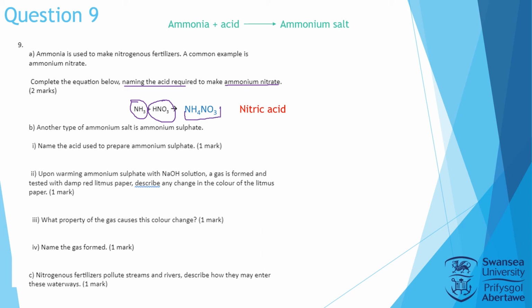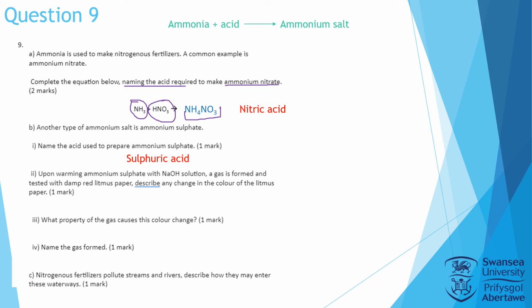So another type of ammonium salt is ammonium sulfate. And what acid is used to prepare this? Well, if this has got nitrogen in it and it's nitric acid, this has got sulfur in it, it's going to be sulfuric acid. So the next thing they did with the ammonium sulfate is they put it in sodium hydroxide and warmed it up, and a gas was formed.